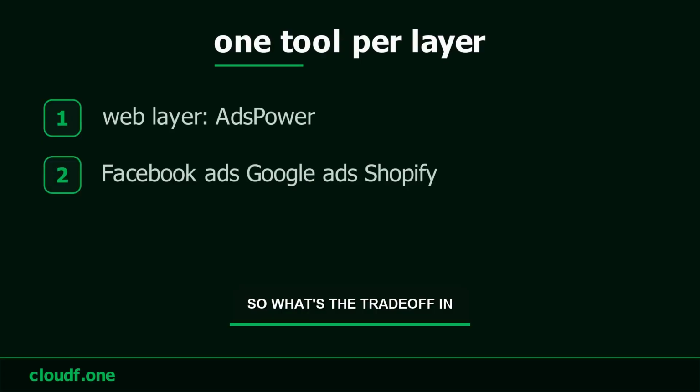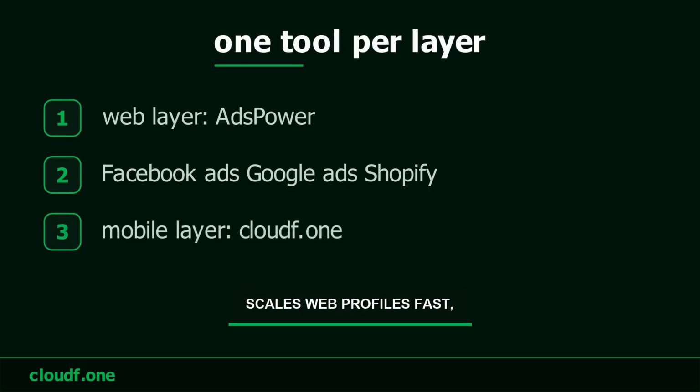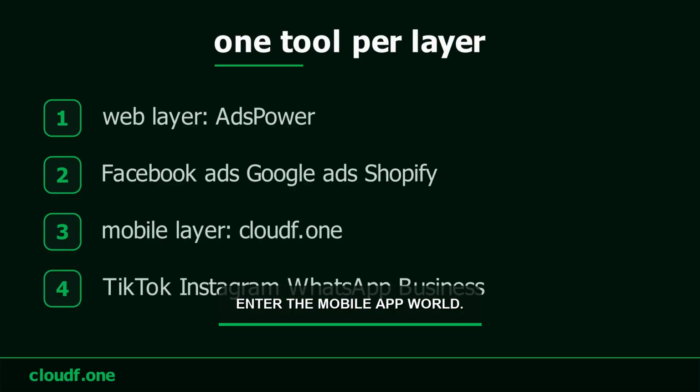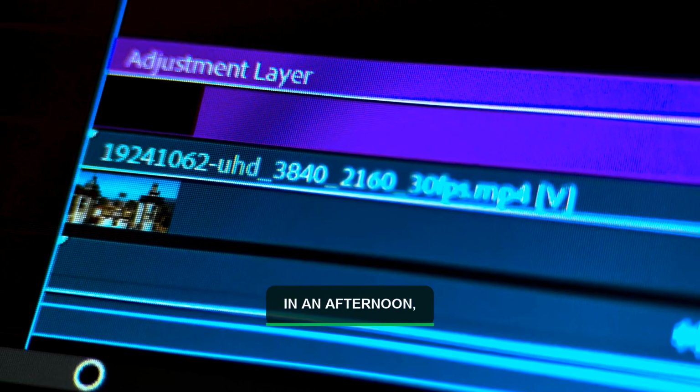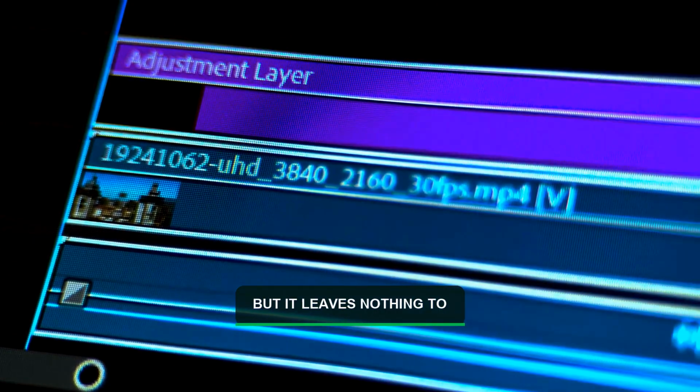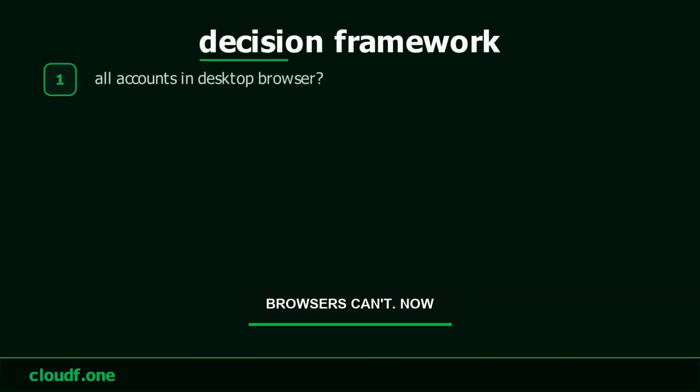So what's the trade-off in one breath? AdsPower is cheaper and scales web profiles fast, but it can only ever spoof, and it can't enter the mobile app world. A real phone costs more per identity, and you can't conjure 100 of them in an afternoon, but it leaves nothing to detect and it goes where browsers can't.